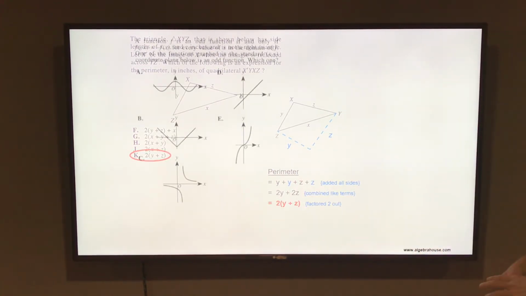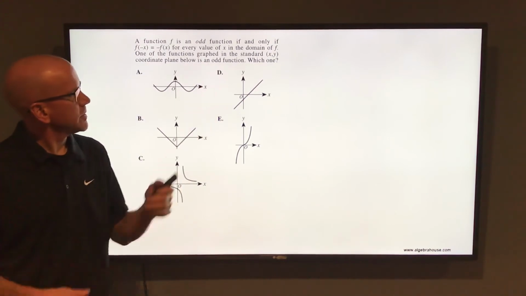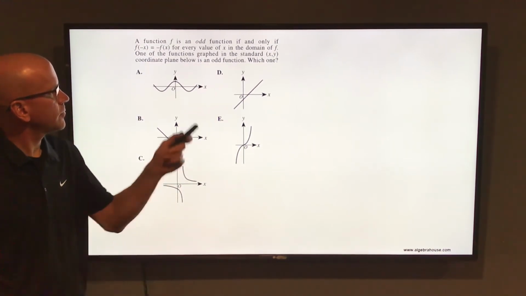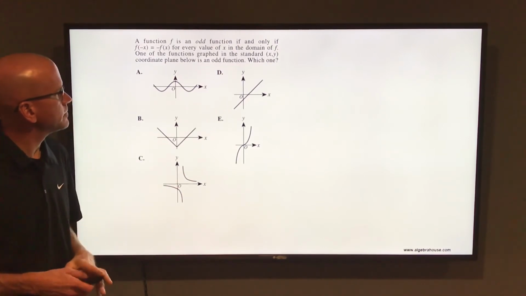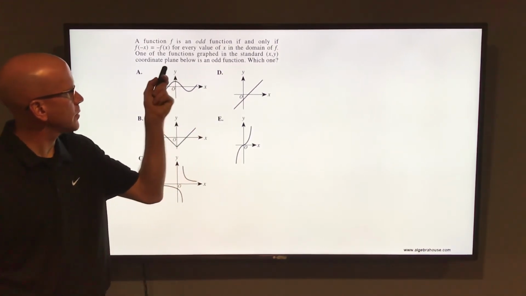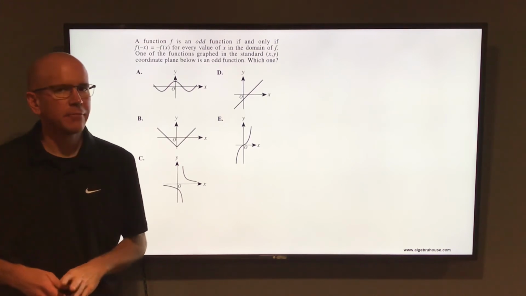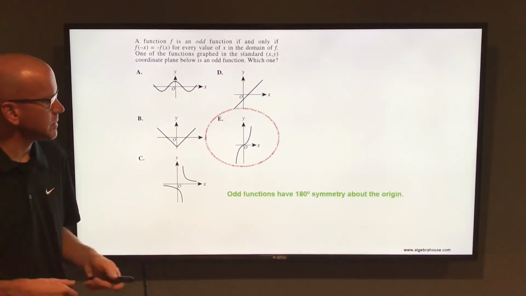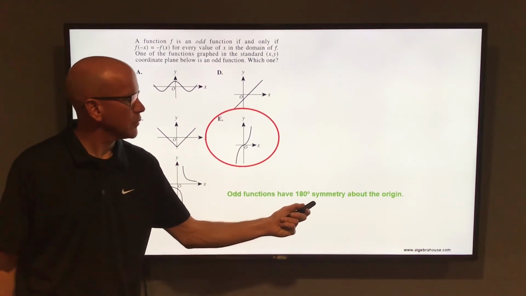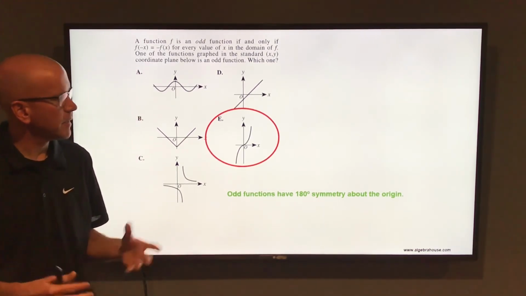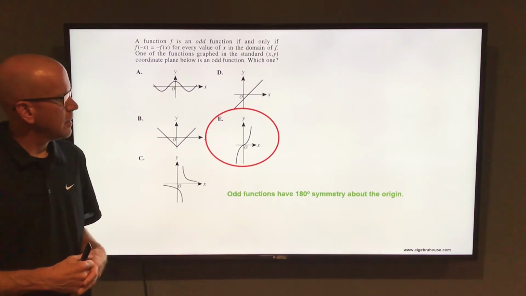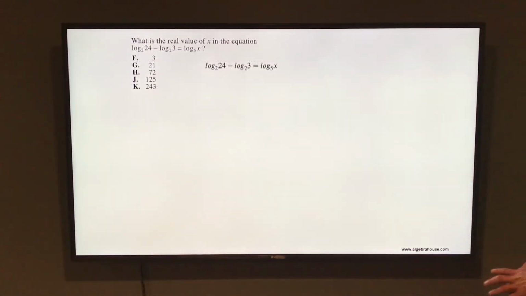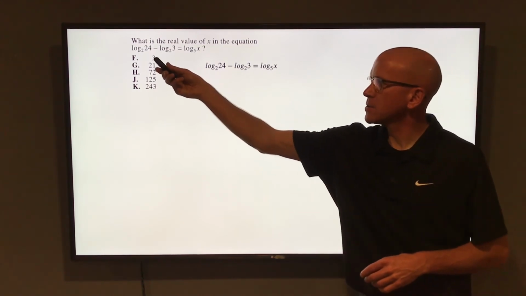is letter K. The function f is an odd function if and only if f of negative x is equal to negative of f of x for every value of x in the domain of f. One of the functions graphed in the standard xy coordinate plane below is an odd function. Which one? One thing to know about odd functions is that they have 180 degrees symmetry about the origin. And the only one that fits that would be letter E.